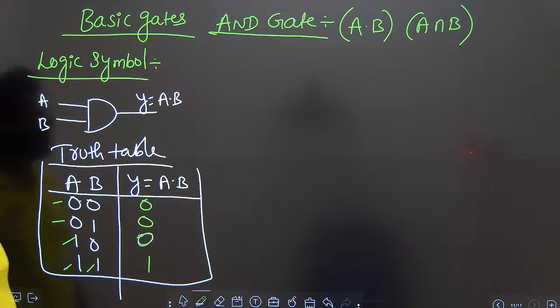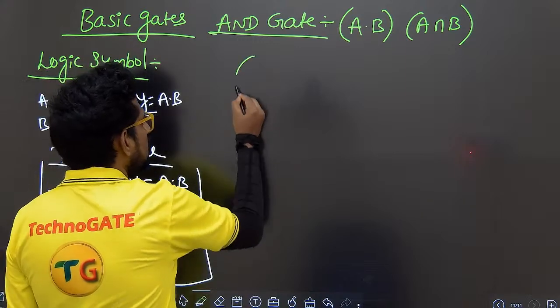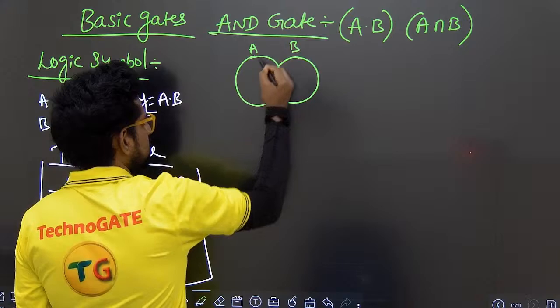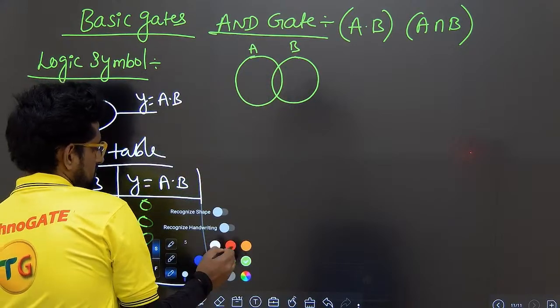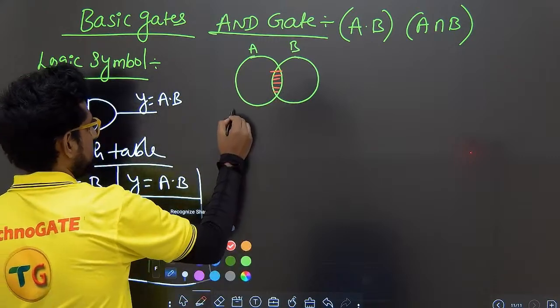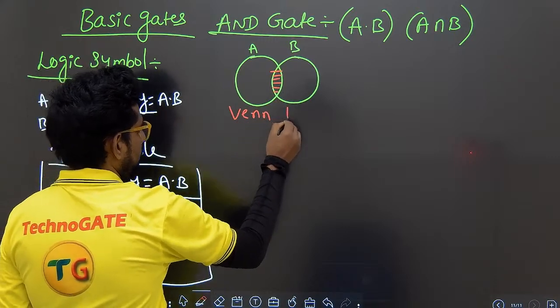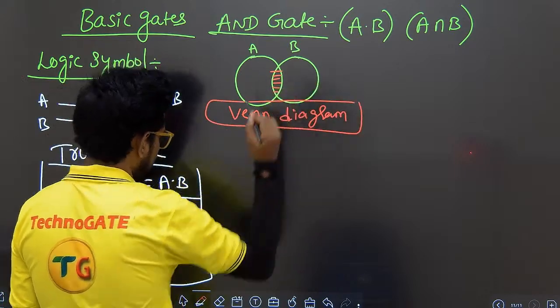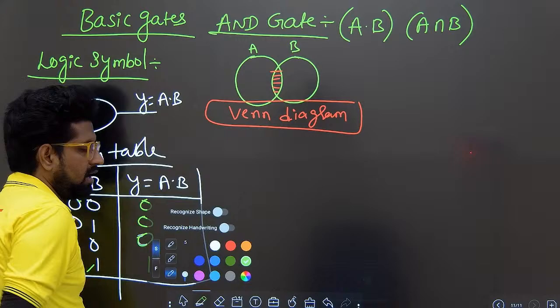Now I am going to draw the Venn diagram model. Intersection means this is A, this is B. So the common portion. So this is the Venn diagram of AND gate. Okay, Venn diagram for AND gate.